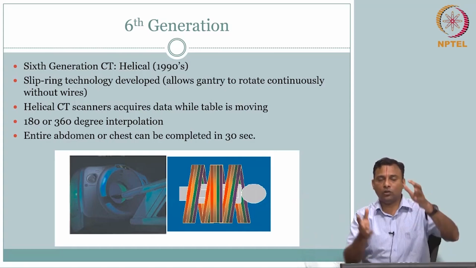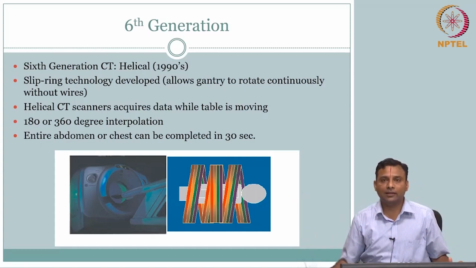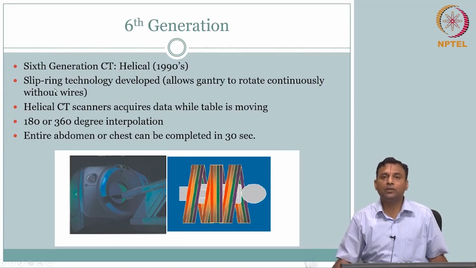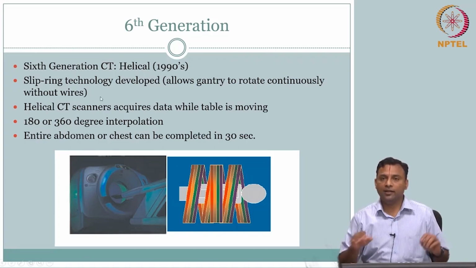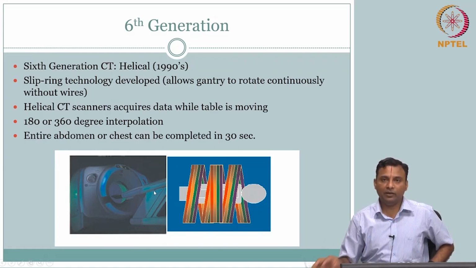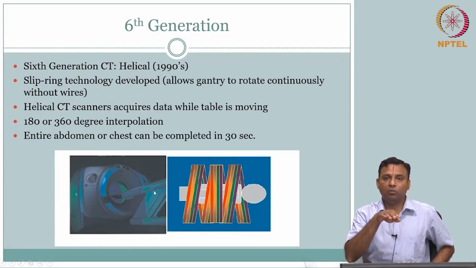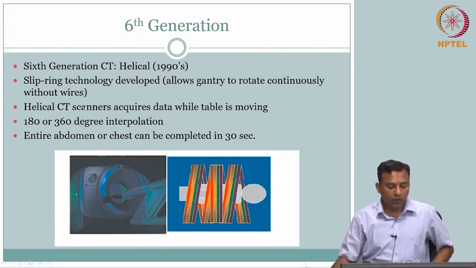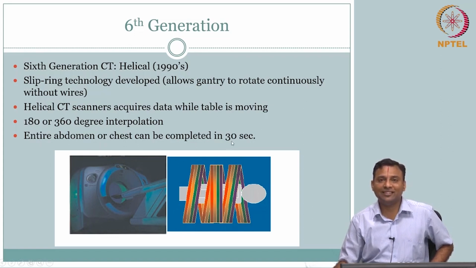The other is all these control signals to translate and rotate your bed or your source, those wires. So they were able to essentially use slip ring technology, which became very popular and very useful, and therefore you could integrate patient bench motion and other things without much trouble. So with a helical scanner, you could get the entire abdomen or chest completed in 30 seconds.